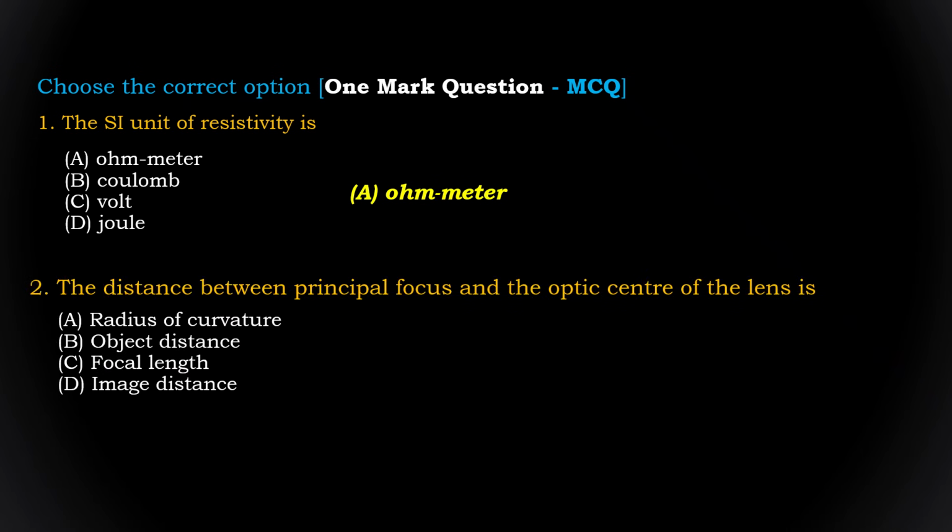Let's move to the second question. The second question tells about the distance between principal focus and the optic center of the lens is. We have four options. Option A, radius of curvature. Option B, object distance. Option C, focal length. Option D, image distance. Let's see what is our correct answer. The right answer is focal length. Now let's move to the next question.